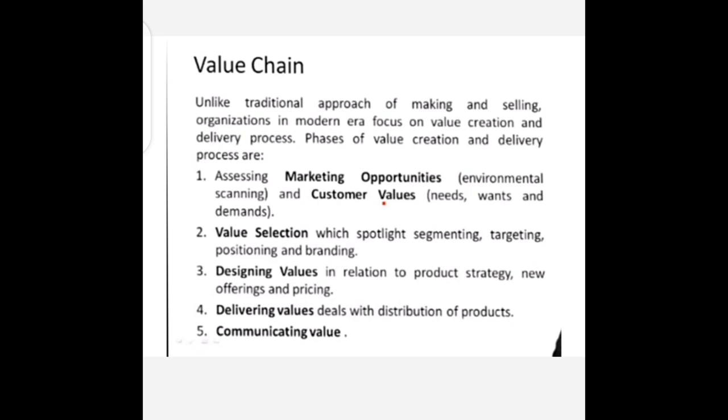So there are some phases of value creation and delivery process. Firstly, it is phased out in assessing marketing opportunities. Firstly, we have to scan the environment: either there exists the product's demand or not, and which type of competitors are available in the market. Then we will focus on customers' values: what customers are wanting and what is their purchasing power, either customers are able to purchase our product or not.